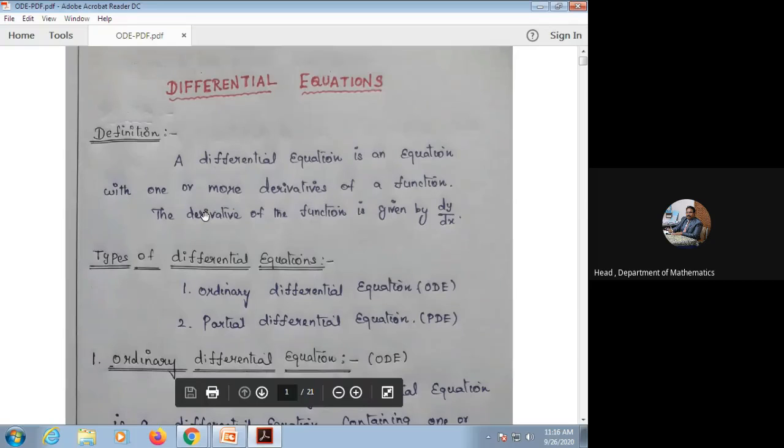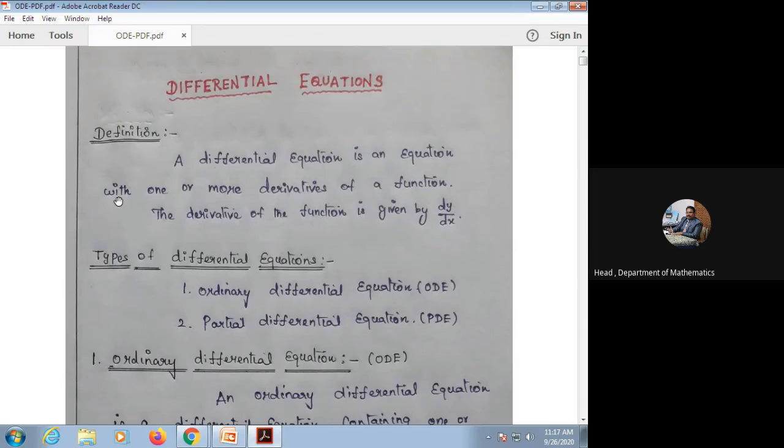So first we have to know what differential equations are. The definition is, a differential equation is an equation with one or more derivatives of a function, which can be written as dy by dx. Here y is a dependent variable which depends on x, so x is an independent variable. This is the definition of a differential equation.